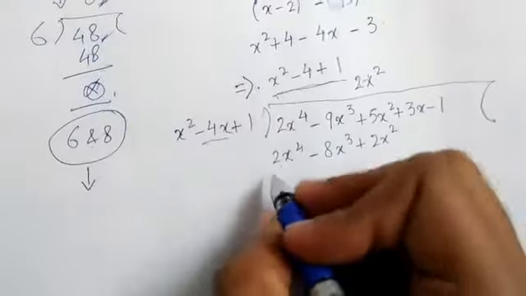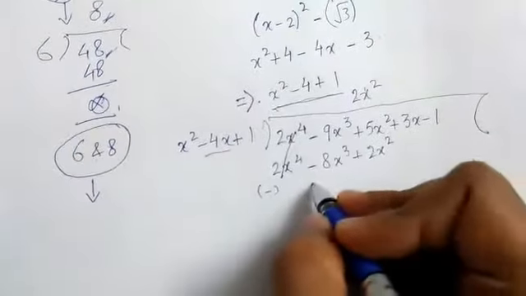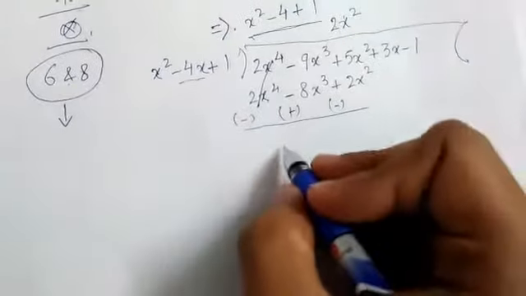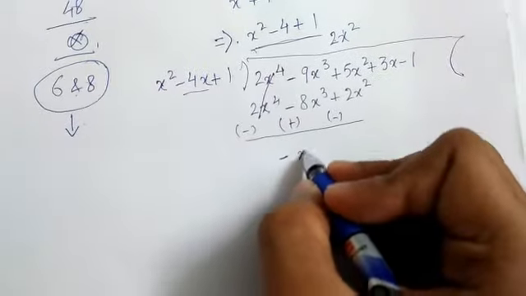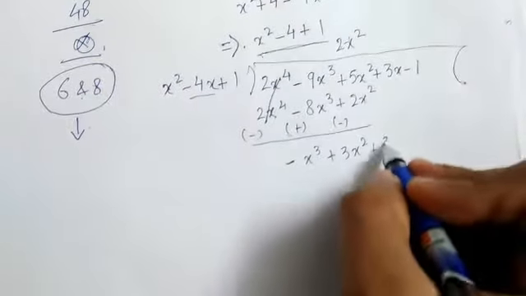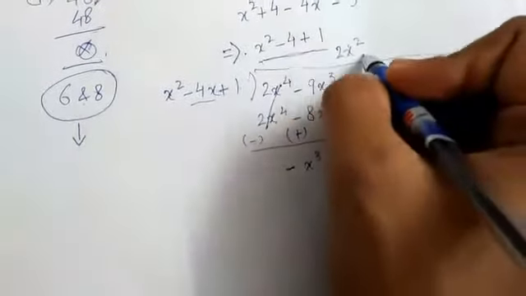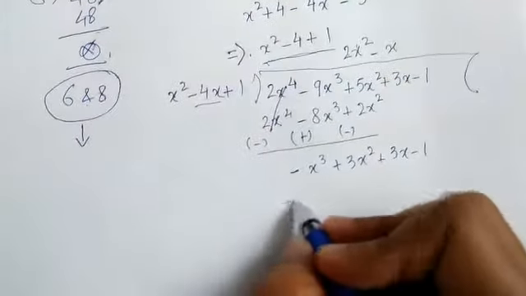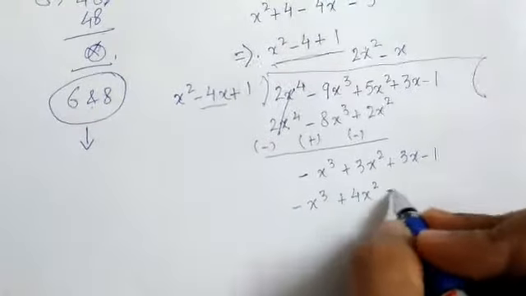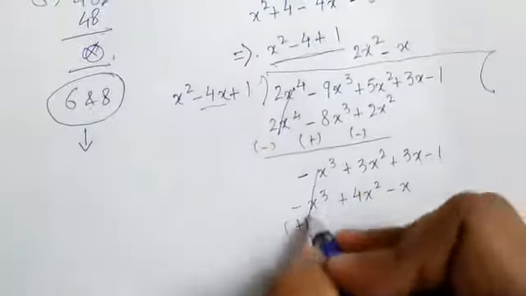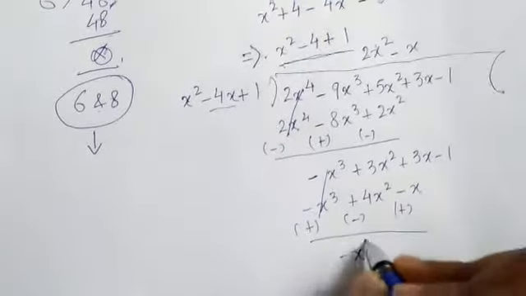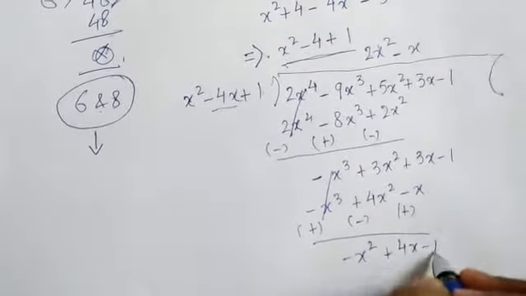This you must have studied in your lower classes. So let us solve it quickly. It will be minus x cube plus 3x square, and in the further equation minus x cube plus 4x square minus x, minus x square plus 4x minus 1.